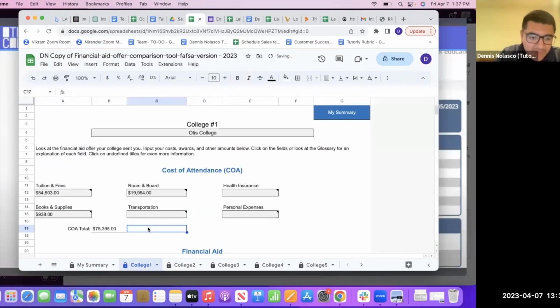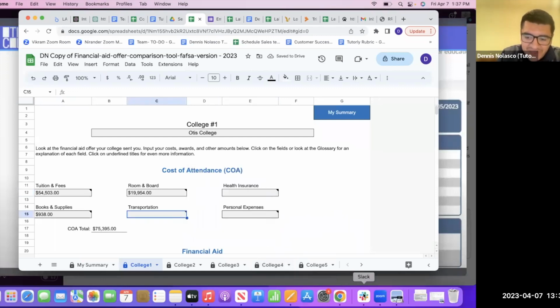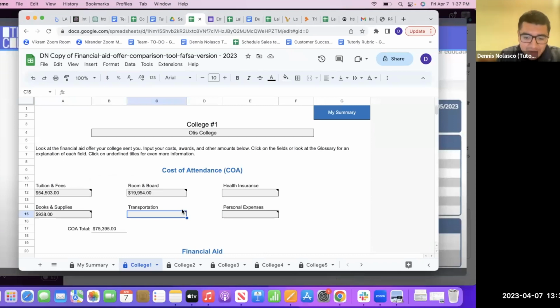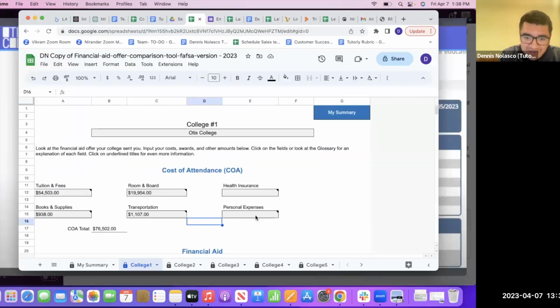We didn't see any section for health insurance, but they definitely had a transportation one, so we're going to put 1,107. And then personal expenses. Sometimes they call it other educational costs. Again, this is an estimate. They're guessing that you might spend this amount. So 586. And there we have it. The total cost is $77,088.